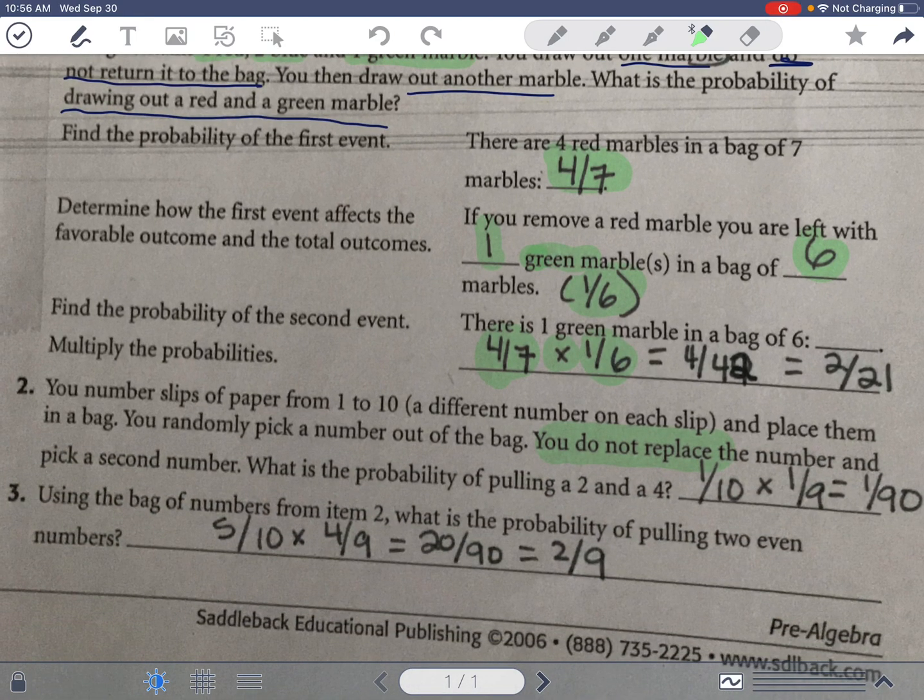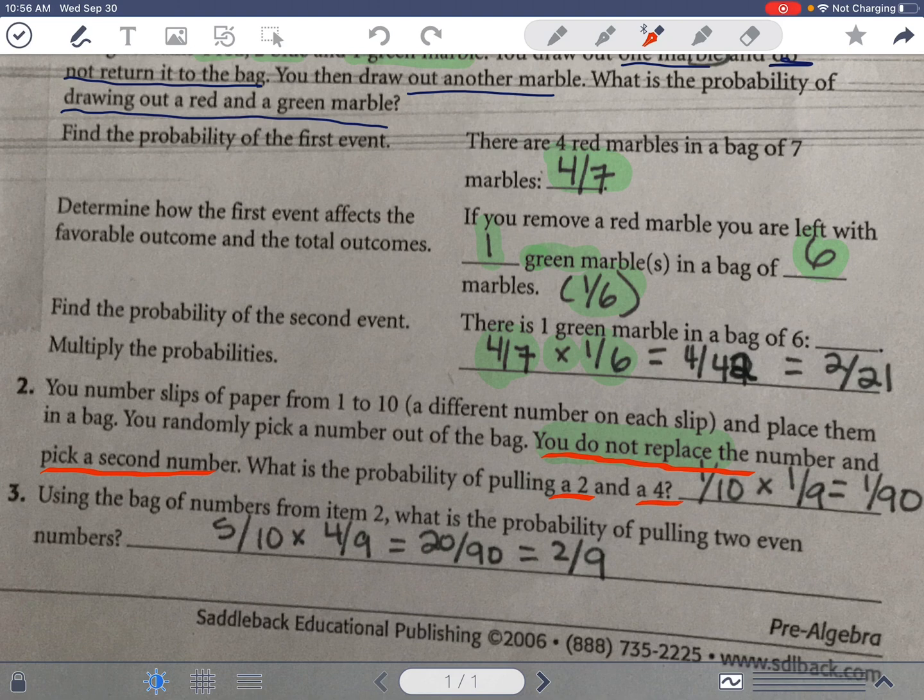Let's do numbers 2 and 3 together. You number slips of paper from 1 to 10, a different number on each slip, and place them in a bag. You randomly pick a number out of the bag. Key information: you do not replace the number back into the bag, and you pick a second number. What's the probability of pulling a 2 and a 4?